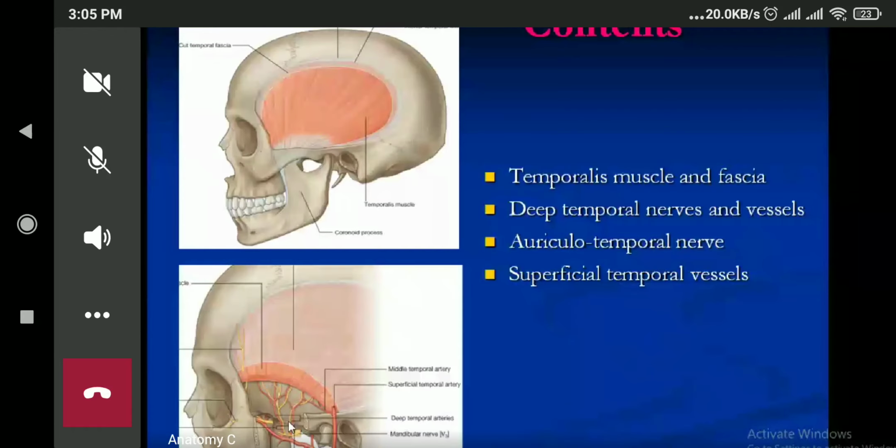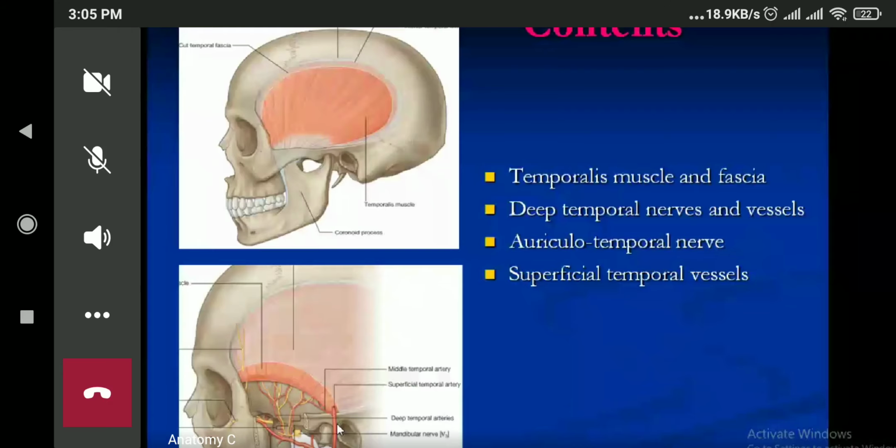And next one, just behind the TMJ, temporomandibular joint, and in front of the external acoustic meatus, you can see one artery. This is known as the superficial temporal artery. Along with that, we have the auriculotemporal nerve, and this auriculotemporal nerve is a branch of the mandibular nerve. Now, these all are the contents of the temporal fossa or the temporal region.